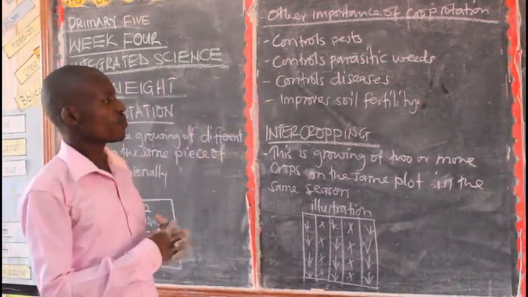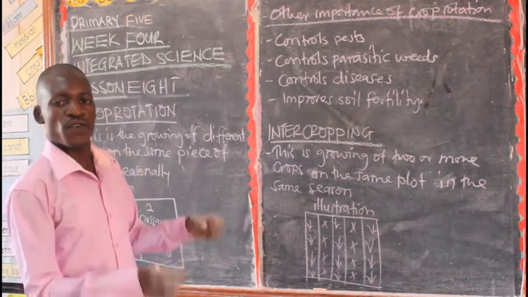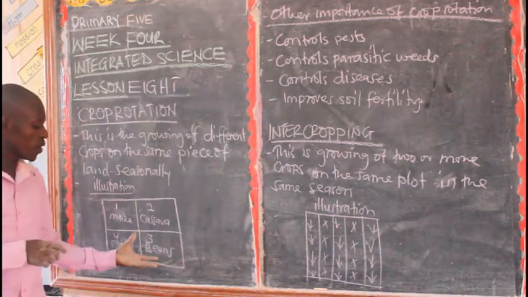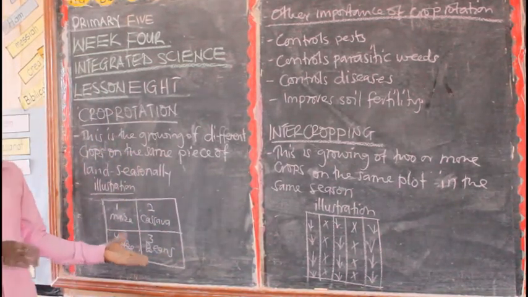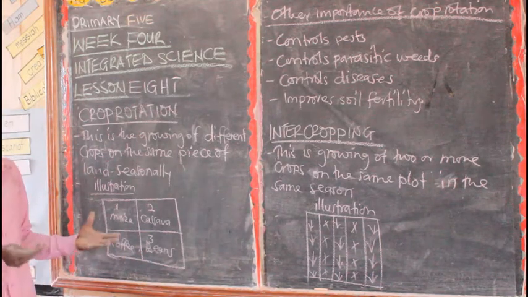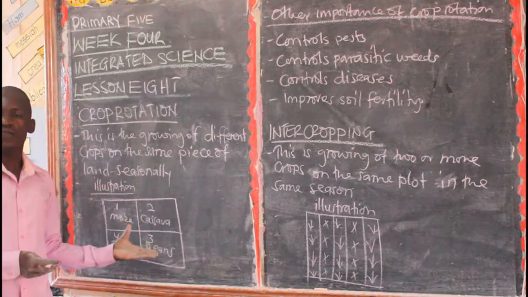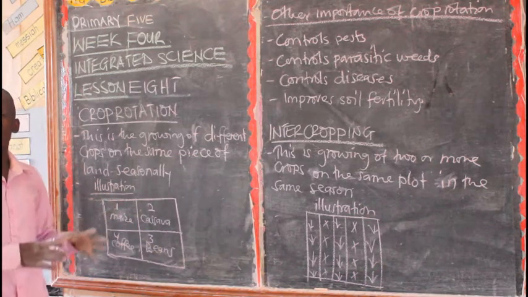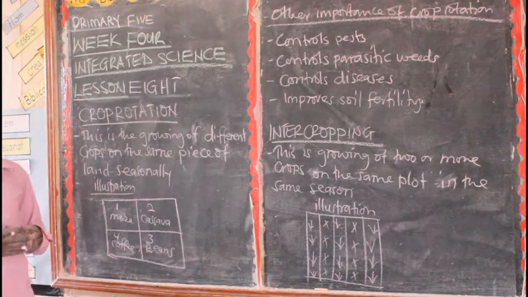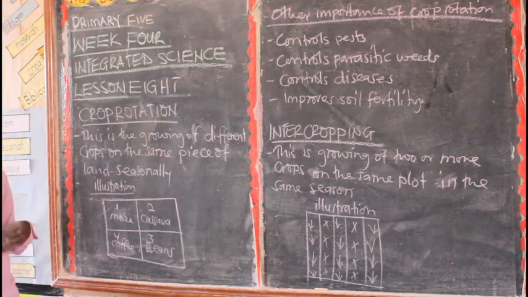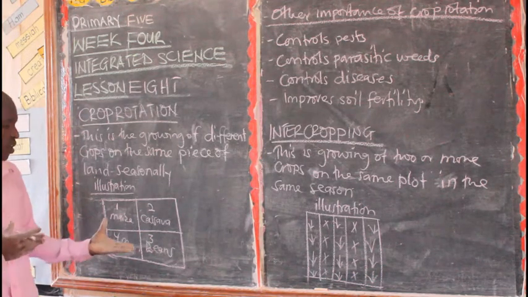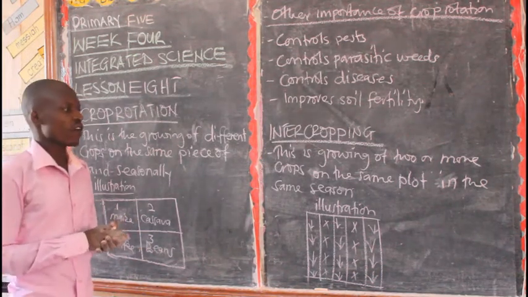Then that improves on soil fertility. If you are involving in your crop rotation legumes like beans, soya beans, the peas, you are encouraging soil fertility because the legumes contain nitrogen fixing bacteria that help to fix nitrogen into the soil. So they end up making the soil fertile.